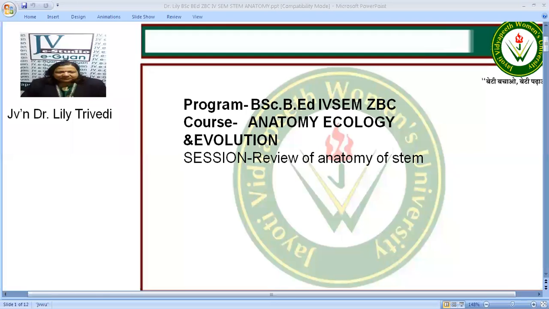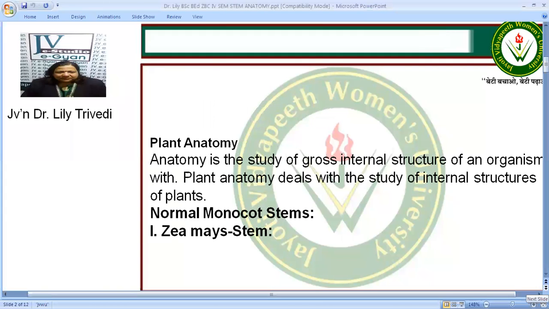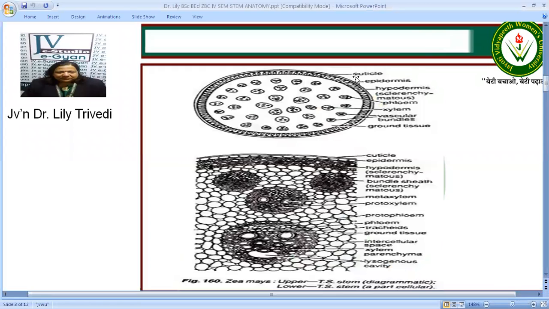Now, as we all know, anatomy deals with the gross internal structure of an organism, and plant anatomy is the study of internal structure. So in the stem, we are going to deal with the normal monocot stem and the normal dicot stem. For example, we are taking the monocot stem Zea mays. Here is the diagram, which is diagrammatic and shows the cellular structure. You can see different layers: the cuticle, epidermis, hypodermis, and the vascular bundles which are scattered in the ground tissue.